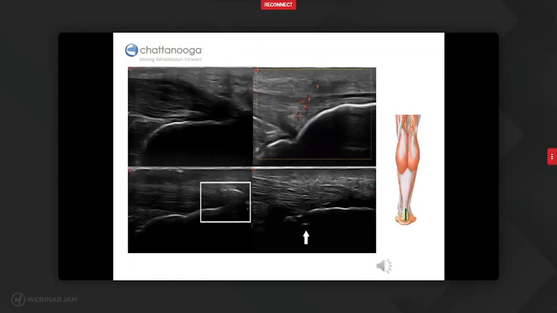In enthesitis, calcifications and enthesophytes are present. Inflammation is also visible. Inflammation is sometimes present. Some bone abnormalities can be visible.